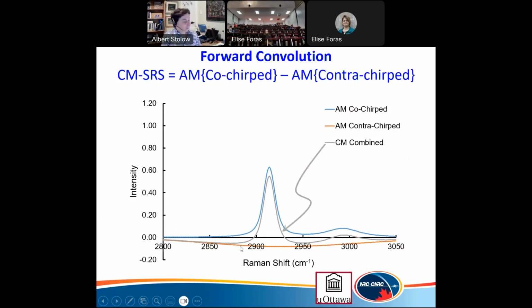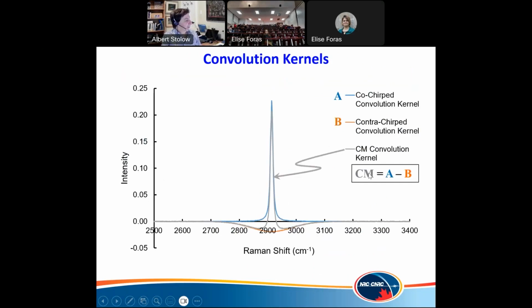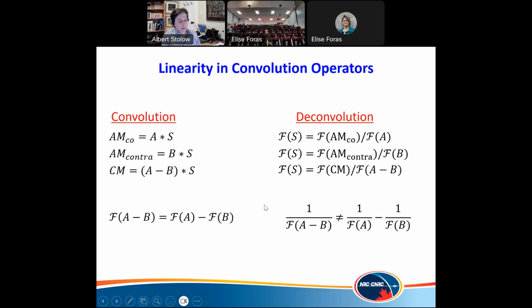You can see, because of the subtraction, that the gray signal, which is the chirp modulation signal, has a little bit of funny line shape, which dips below zero, comes back up, and goes below zero again. But the reason why is because of the subtraction. But everything is linear, so I can work out what's called the convolution kernel, which I need for the reverse transformation, the deconvolution technique. So this I can measure by independently measuring the co-chirped and the contra-chirped. I get a kernel for each, and the chirp modulation is just the difference between these two. So I can get this kernel, and with that kernel, I can then do a deconvolution.